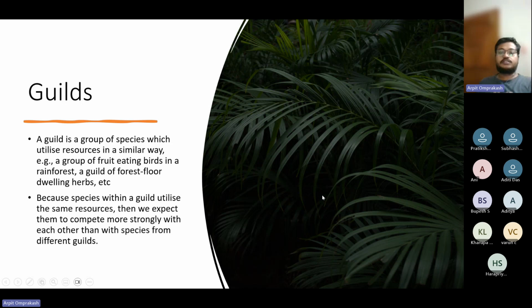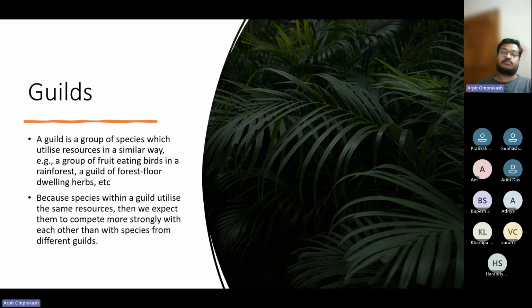Then we talked about guilds. So guilds are basically a group of species which utilize resources in the same way. For example, a group of birds that are eating fruits might consist of different species of birds, but they are using the same fruit or probably similar fruit. Let's say we have a mango tree and we have lots of different birds that have come to the mango tree to eat the mangoes. They're all basically a guild of fruit eating birds because they're eating fruits.